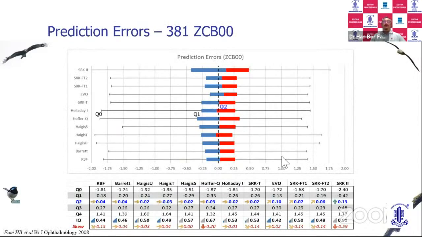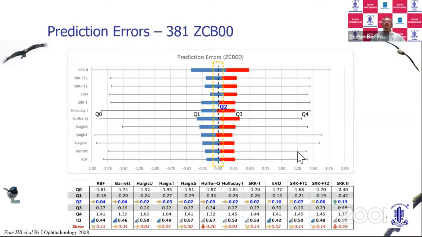What we are interested in are the 4 quartiles. Usually the outliers may be problems due to other than the formula, but what we are more interested in are these, which are all optimized. That means the mean prediction error, which is the actual post-op refraction minus the predicted refraction, the mean of all the eyes should be 0, but we are looking at the quartiles, so the median prediction error should be close to 0 unless it is severely skewed.